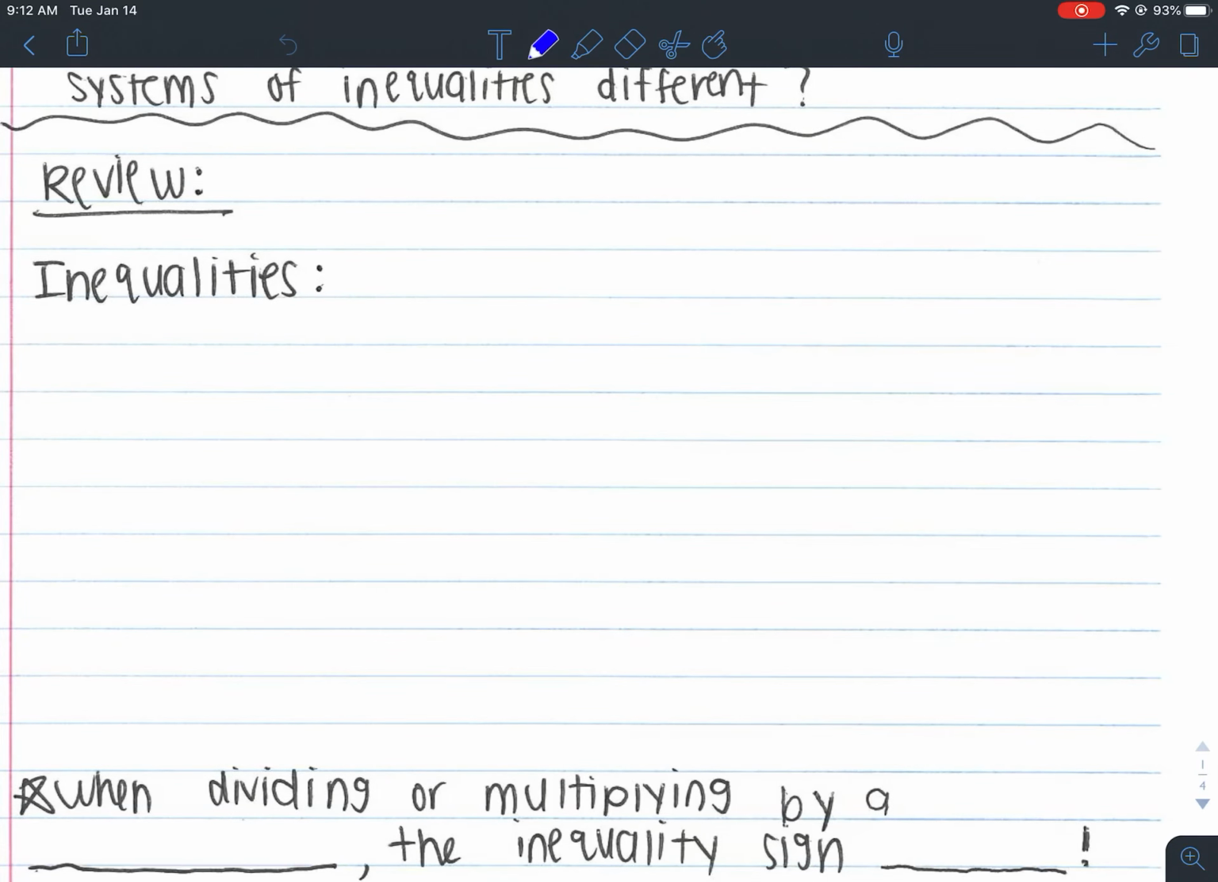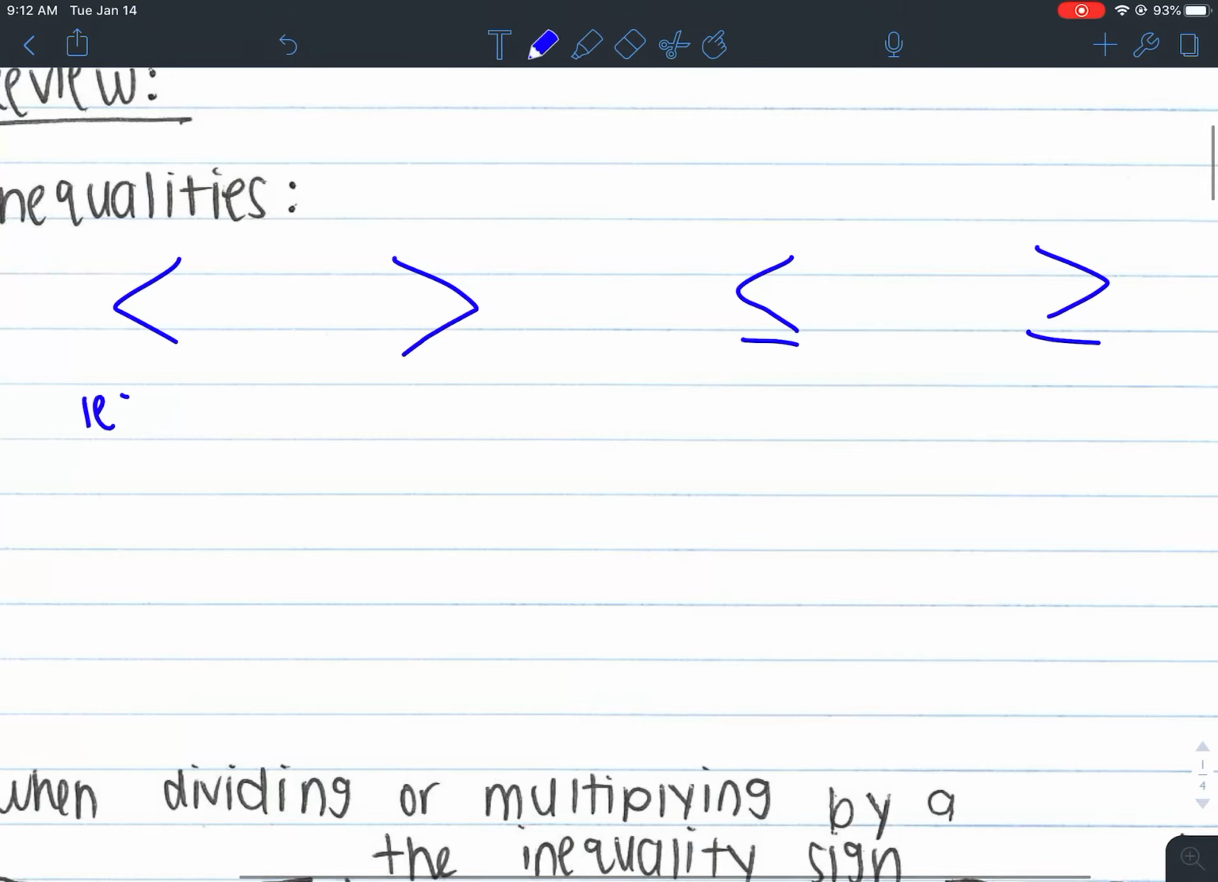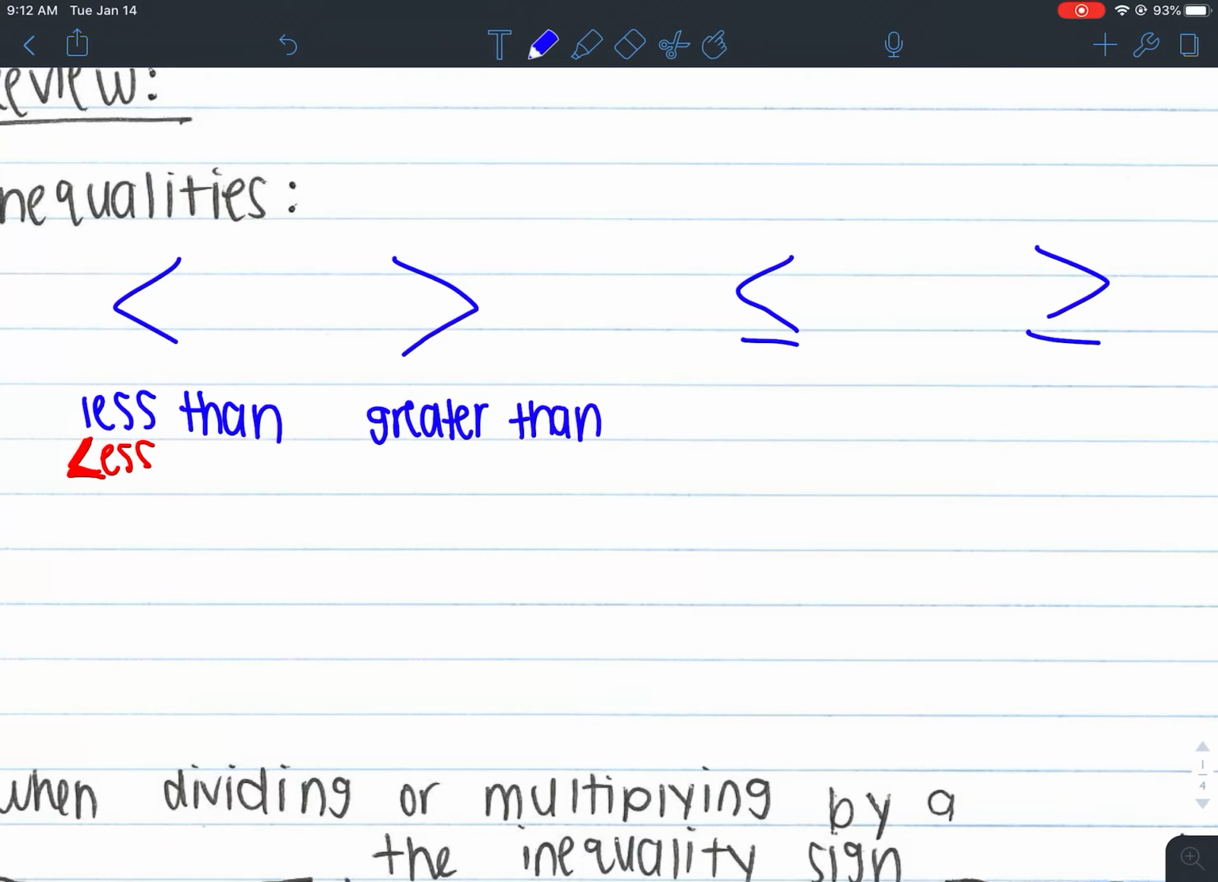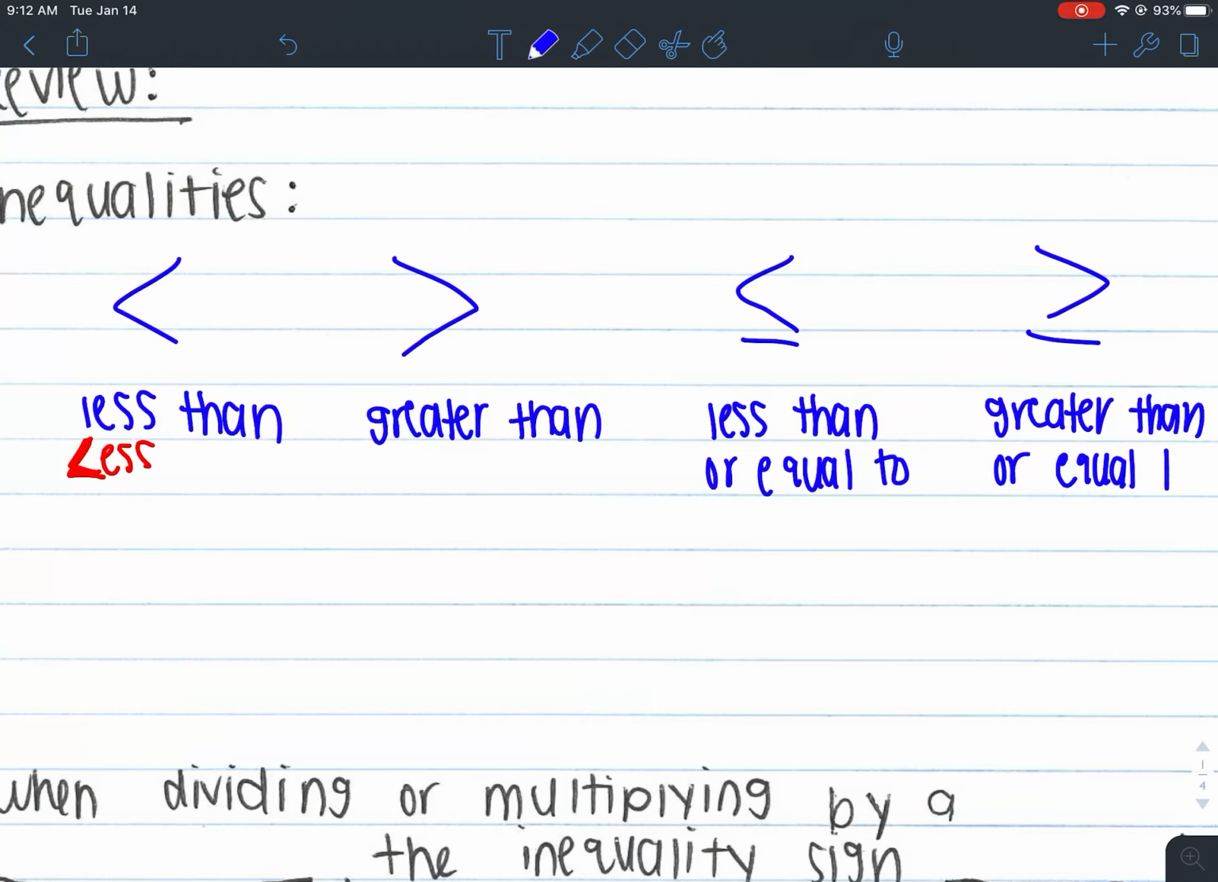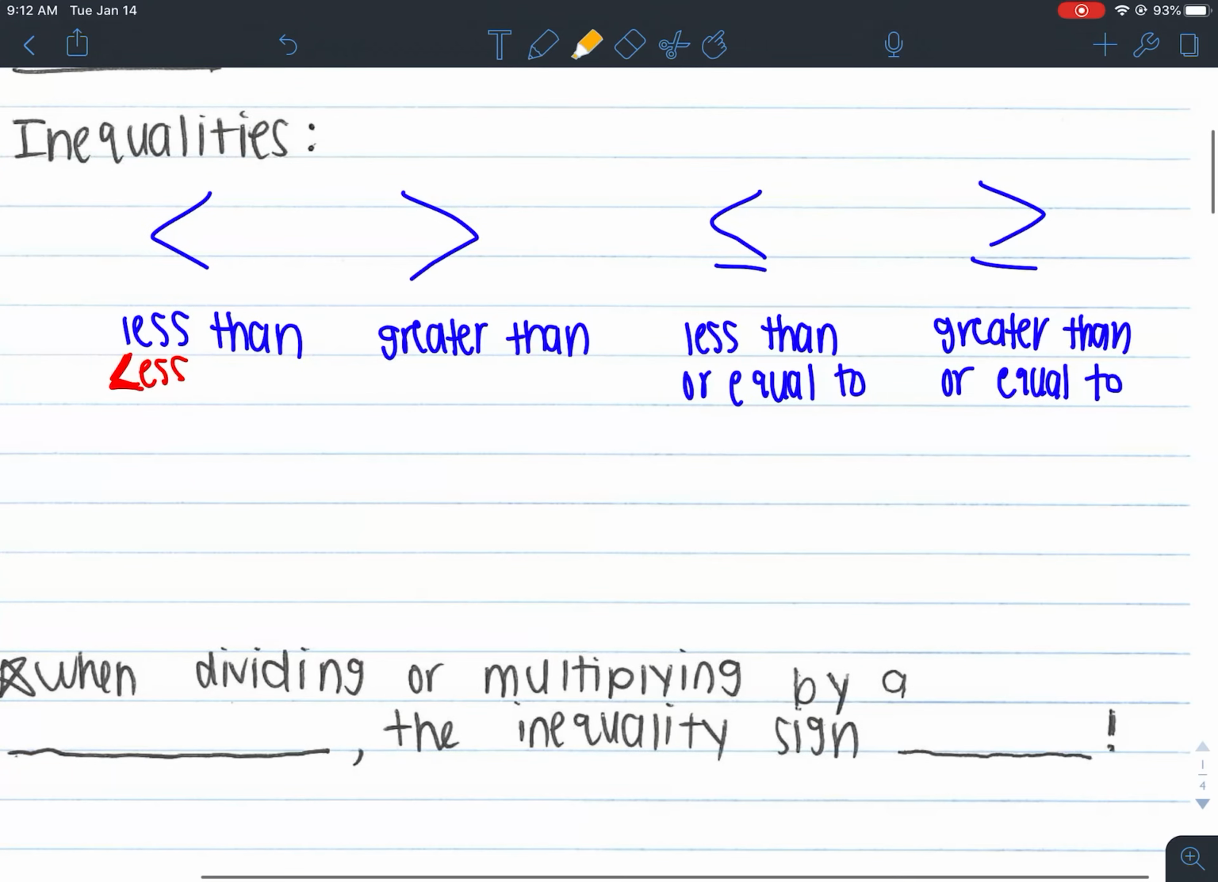So we have four inequalities in algebra. Okay, so these are our four. The first one is known as the less than inequality. And remember, it looks like an L, so kind of like less than, like an L. The second one is greater than or more than. I usually refer to it as greater than. We have less than or equal to, and greater than or equal to. Okay, so these are our four inequalities.